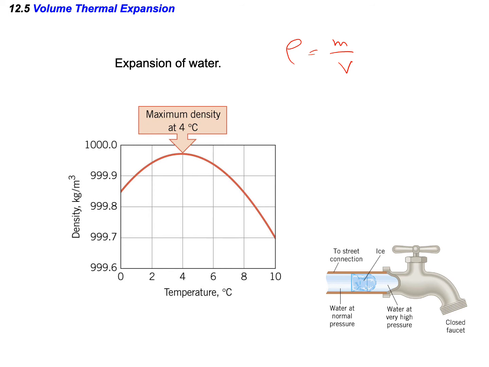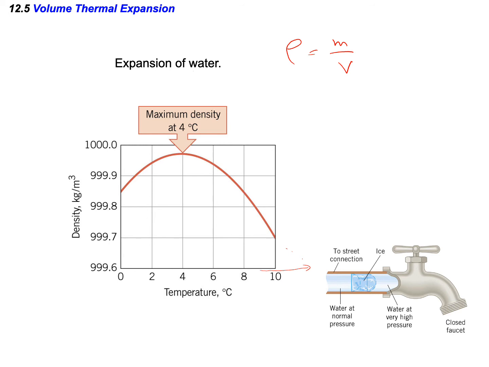So for example, if this is a temperature scale, if you increase the temperature, in this equation volume increases, therefore density decreases. So if you have density versus temperature, if you increase the temperature, you see density decreases. If you decrease the temperature, volume decreases, and therefore density increases.